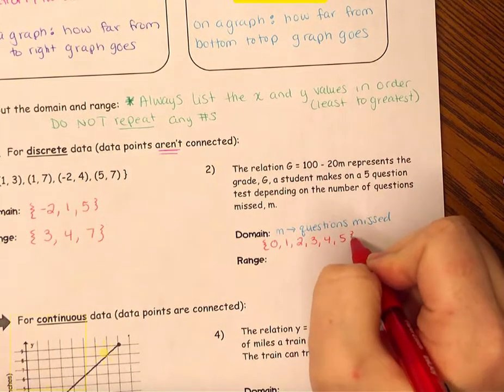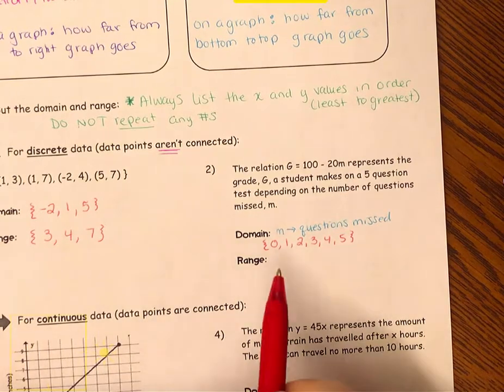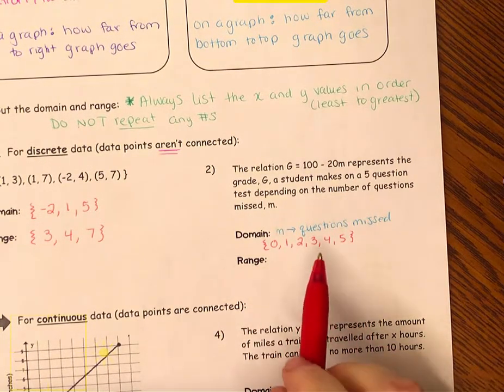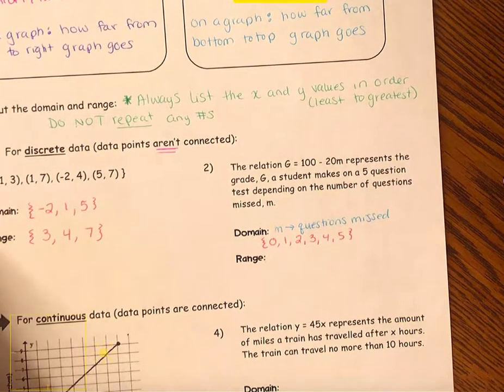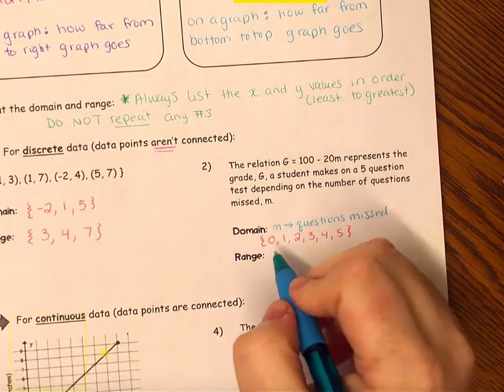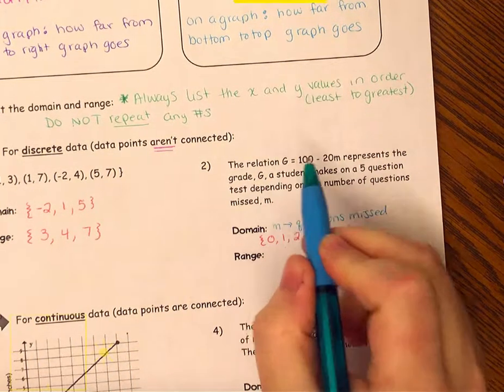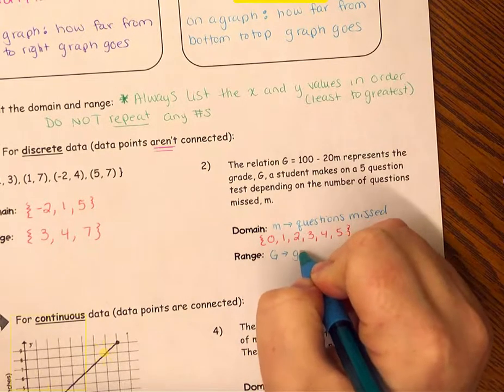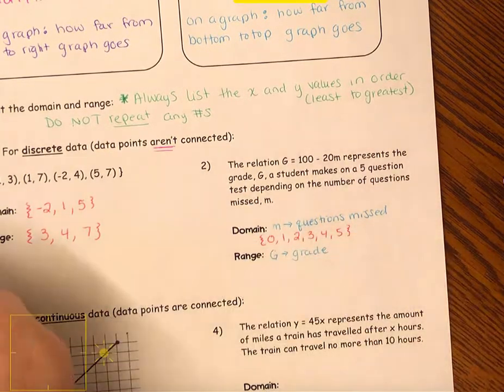This is discrete data because I cannot miss half of a question. I cannot miss 8 questions. I only have 0, 1, 2, 3, 4, and 5. So the range would be our output, our grade. Our range is G, which is the grade that the student can earn.